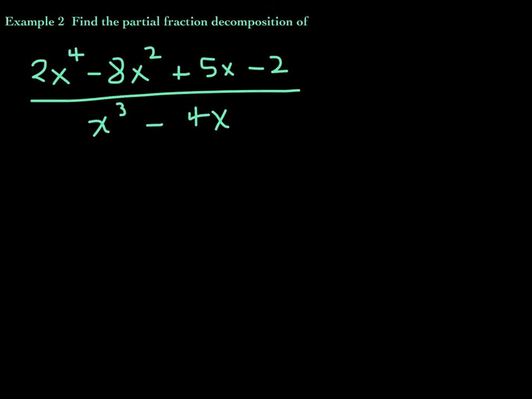All right, example 2 here. Find the partial fraction decomposition of 2x to the 4th power minus 8x squared plus 5x minus 2 divided by x cubed minus 4x. The first thing I want you to notice is that this is not a proper fraction because the numerator is degree 4, the denominator is degree 3, so this is an improper fraction. We must rewrite this so that it is proper. So what we must do is divide. We're going to divide the numerator by the denominator. We're going to set this up using long division.